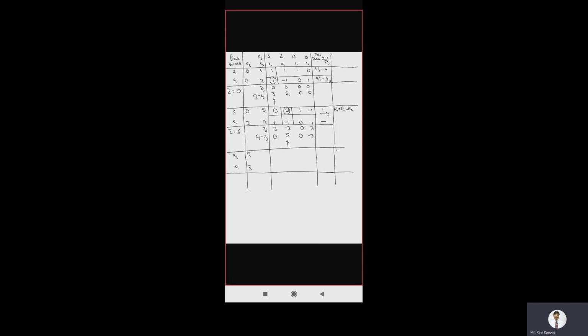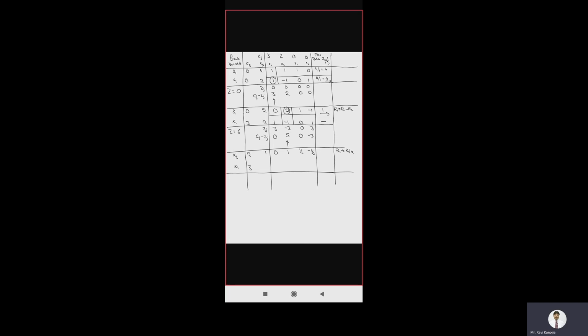So for that, I have to apply an iteration that R1 tends to R1 divided by 2. So all the variables, they have to be divided by 2. So 2 divided by 2 gives me 1. 0 by 2, leave it, 0. 2 by 2, 1. 1 by 2 and minus 1 by 2. So this is the value which I have in the first row.